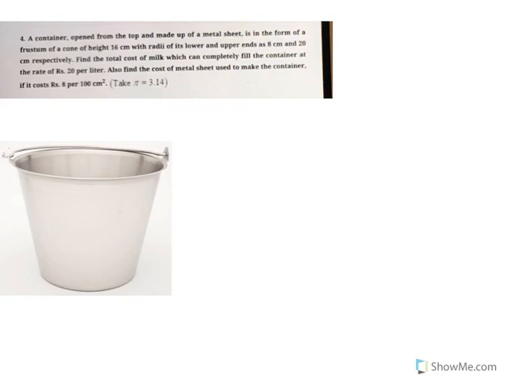A container open from the top and made up of a metal sheet is in the form of a frustum of cone of height 16. So let's mark this height of this frustum, h equal to 16 centimeters, with radii of its lower and upper ends as 8 and 20. So this is like this here, okay.